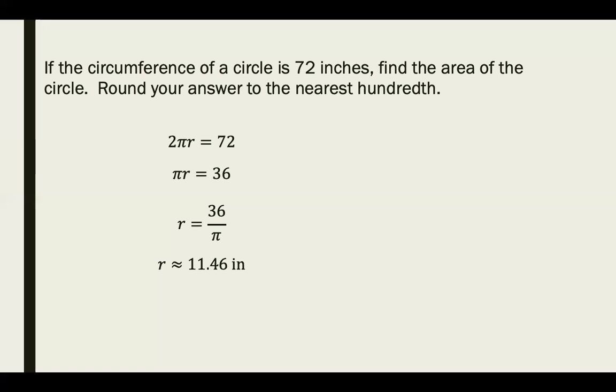We need the area. So to find the area, we're going to have to use this radius that we found and plug it into the area formula. The area formula is pi times the radius squared. So we are going to plug in 36 over pi into the radius. So here we've got pi times the radius squared. And if we put this in our calculator, we get 412.53 square inches. So if the circumference is 72, the area is 412.53.